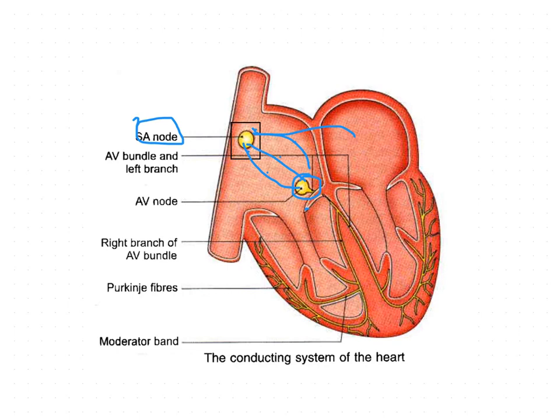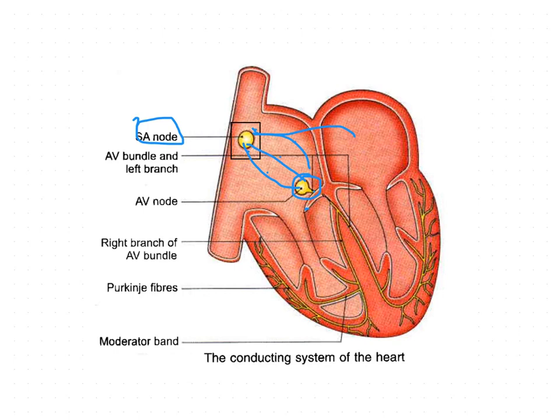From SA node to AV node, the conduction of the impulse is very fast. It takes just 0.03 seconds to reach from SA node to AV node. From AV node to the bundle of His, it takes a lot more time. That means there is some delay compared to the conduction from SA node to AV node.